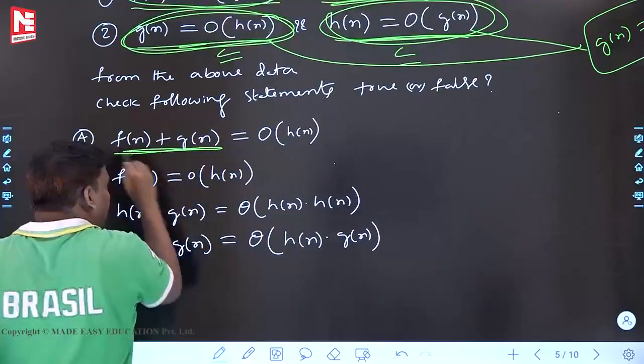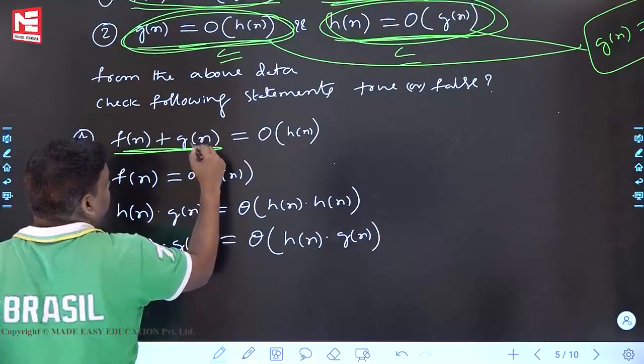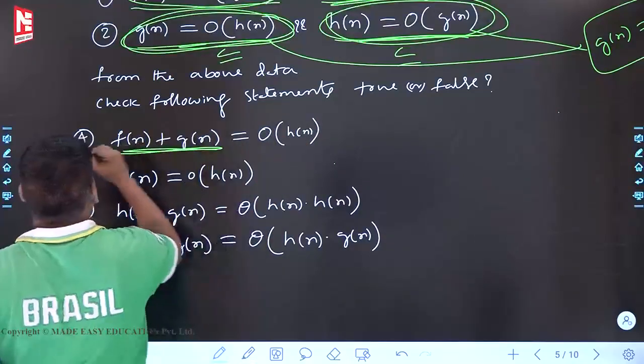Even though you are done with the plus, the larger one will come into the picture. Fn plus Gn is bigger. Gn is big O of Hn. I think Gn and Hn are both equal. That is the reason big O is possible.